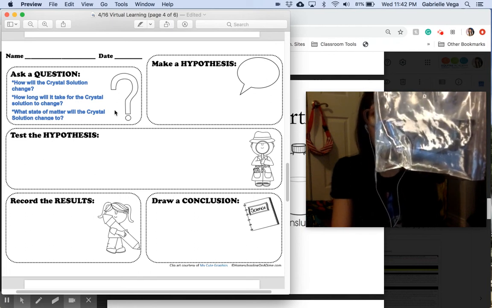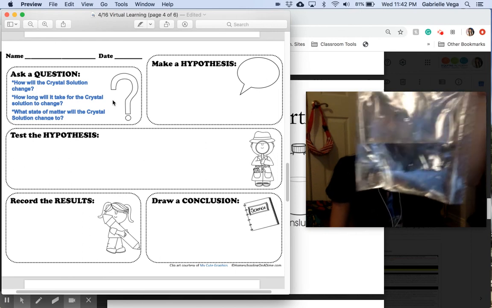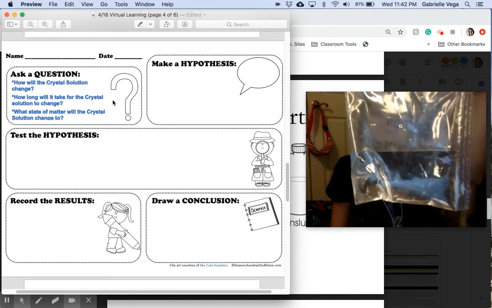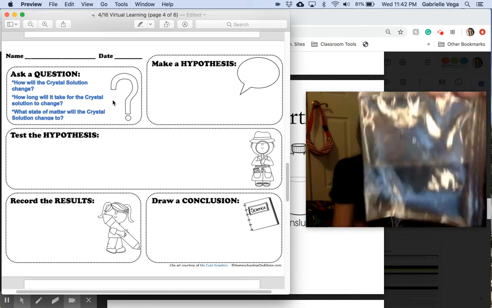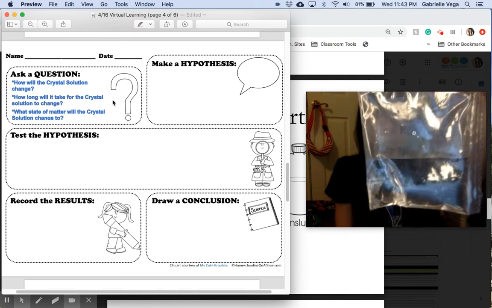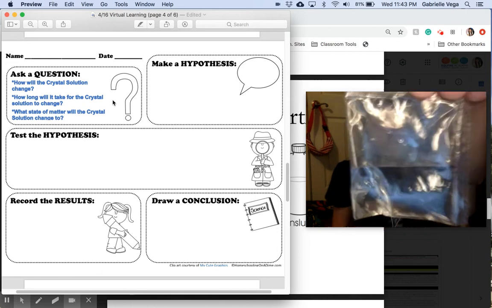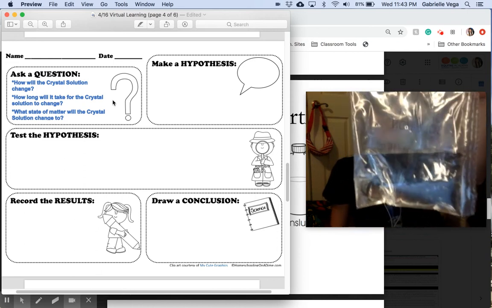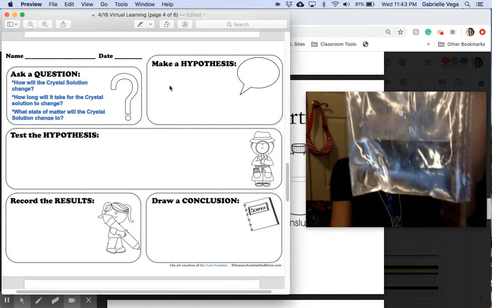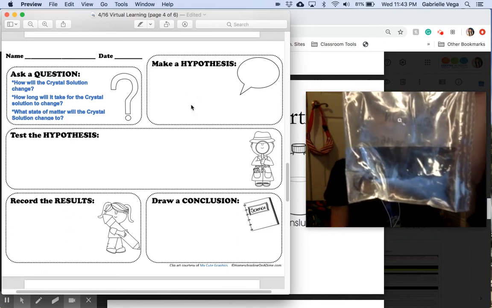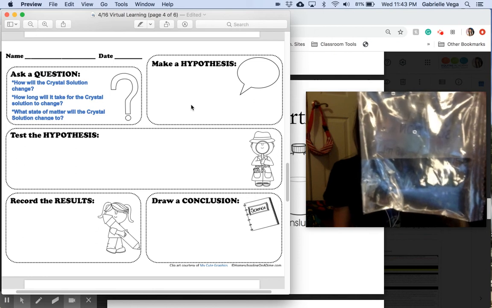And as you're taking a look at the solution here, think about what your answer is going to be for this. So take a guess what your answers are going to be. How do you think the crystal solution here will change? How long do you think it will change? Do you think it will change from a liquid to a solid, or a liquid to a gas, or do you think it won't change at all? And go ahead and write your guess here in this box. Again, go ahead and pause the video so that you can write down your thoughts.